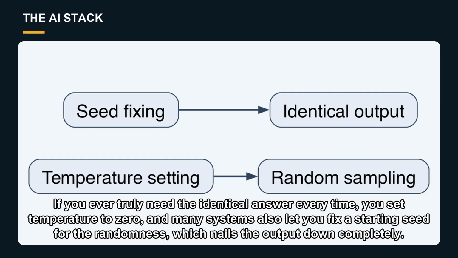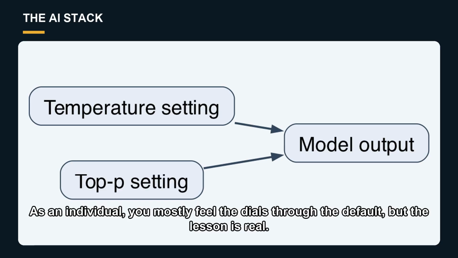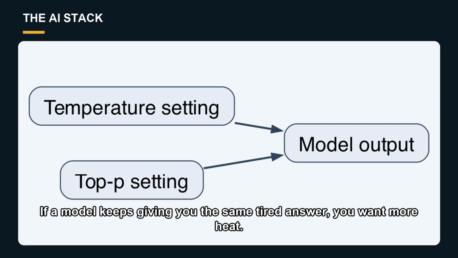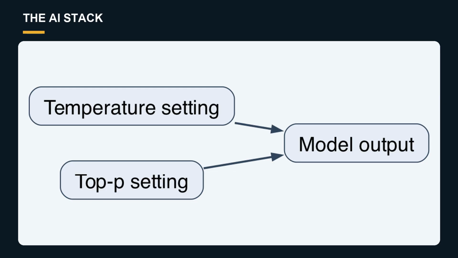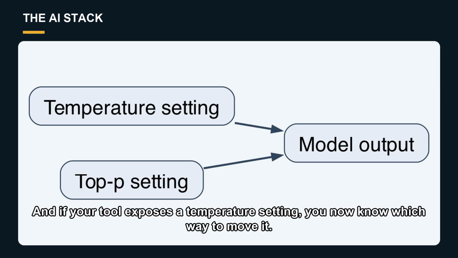If you ever truly need the identical answer every time, you set temperature to 0, and many systems also let you fix a starting seed for the randomness, which nails the output down completely. So how does this land depending on who you are? As an individual, you mostly feel the dials through the default, but the lesson is real. If a model keeps giving you the same tired answer, you want more heat. If it keeps drifting off into invented details when you needed precision, you want less. And if your tool exposes a temperature setting, you now know which way to move it.